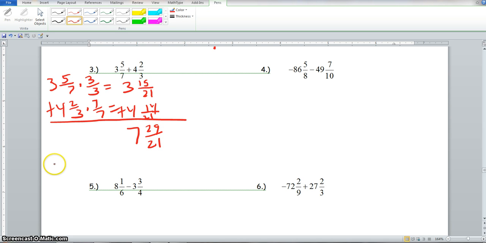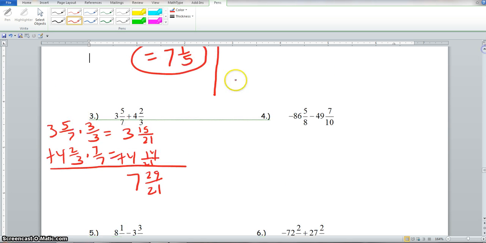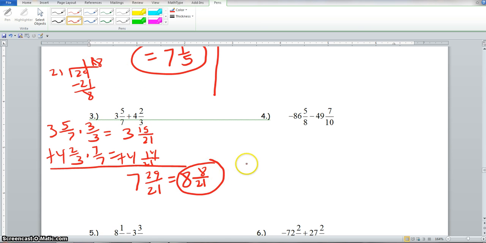Now we can go off to the side and do this. Let me scroll it up a little bit here. We do have a little room up here. We could take 21 into 29. 21 goes into 29 one time. And we will have a remainder of 8. So we would take this 1 and add it to the 7. So that would make it 8. Our denominator would still be 21, and our numerator would be 8. So this is our final answer.